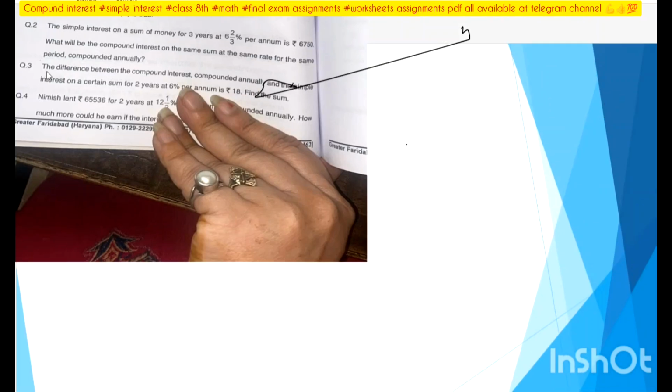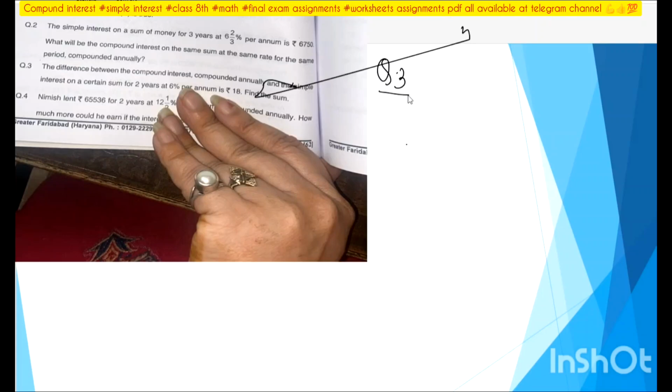What is given in the question? The difference between the compound interest compounded annually and the simple interest on a certain sum for 2 years at 6% per annum is 18. Find the sum. They are actually asking the sum.